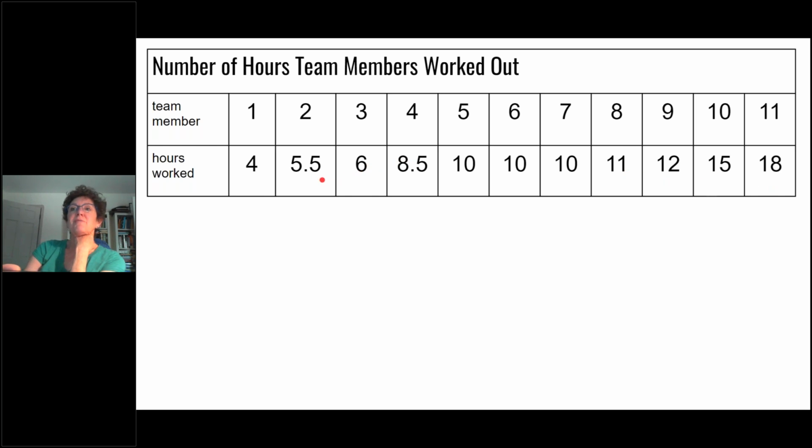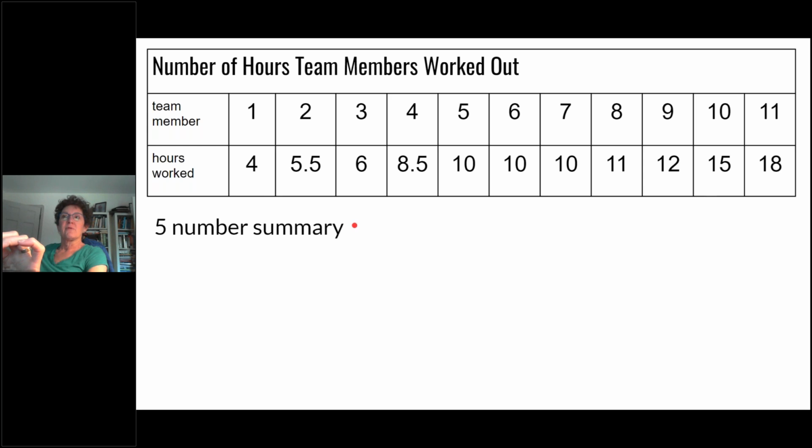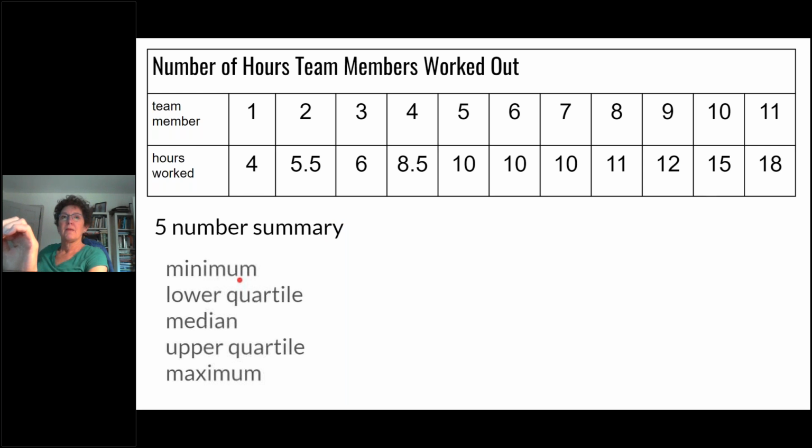Notice that we've got some decimals. That's okay. Although these are both 5/10, it could be anything. So let's see what happens. Remember, what is it that we're looking for? Our 5-number summary, which is minimum, lower quartile, median, upper quartile, maximum. So our minimum, we're finding it down here. It's our least number. So the least number of hours any team member worked out is 4.